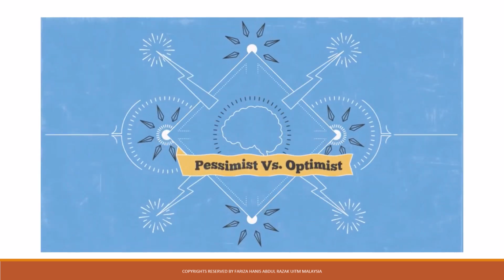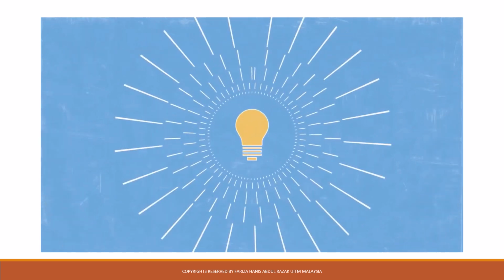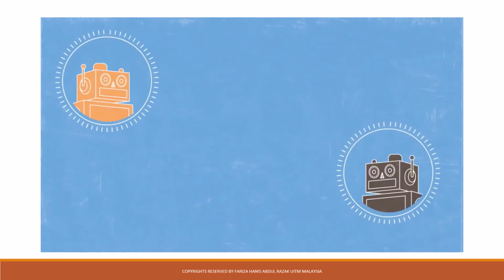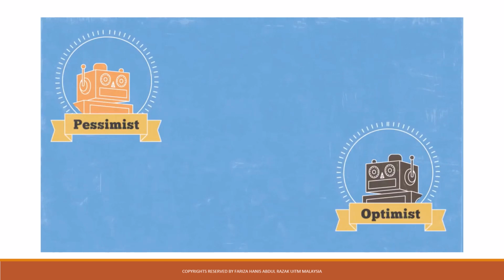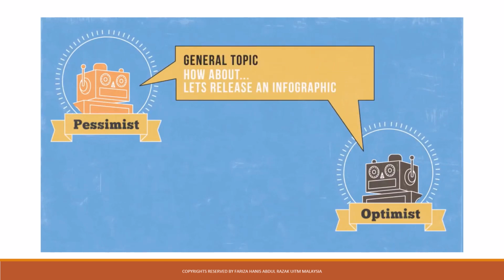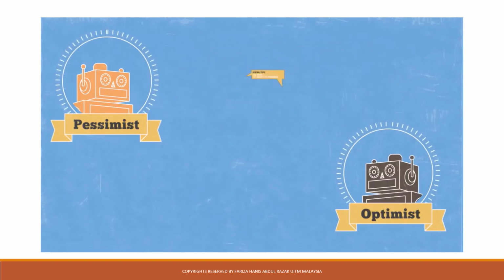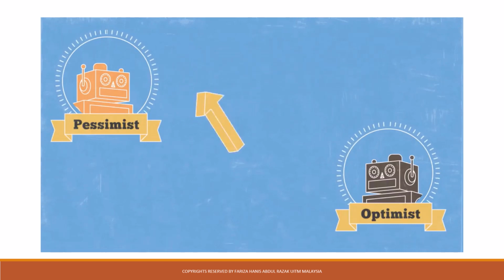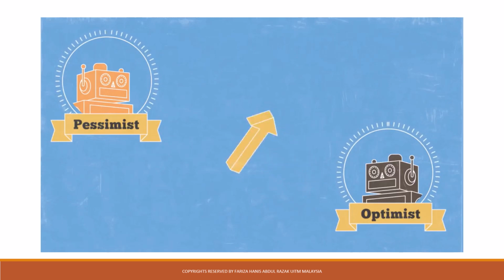Pessimist versus optimist. Find a creative solution for ideas from the conversation between a pessimist and an optimist. Start off a general topic of conversation with the phrase, "How about?" Then challenge the starting comment with a pessimistic response, followed by the optimist providing his answer to the pessimist's comment.